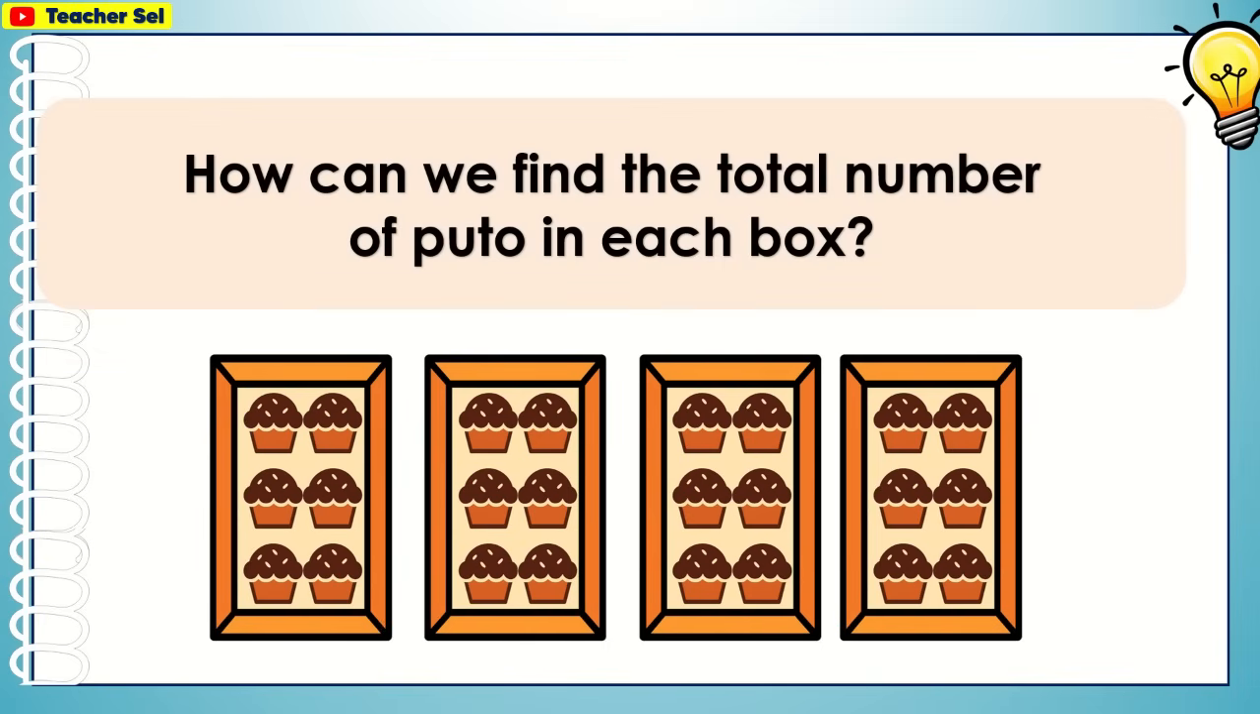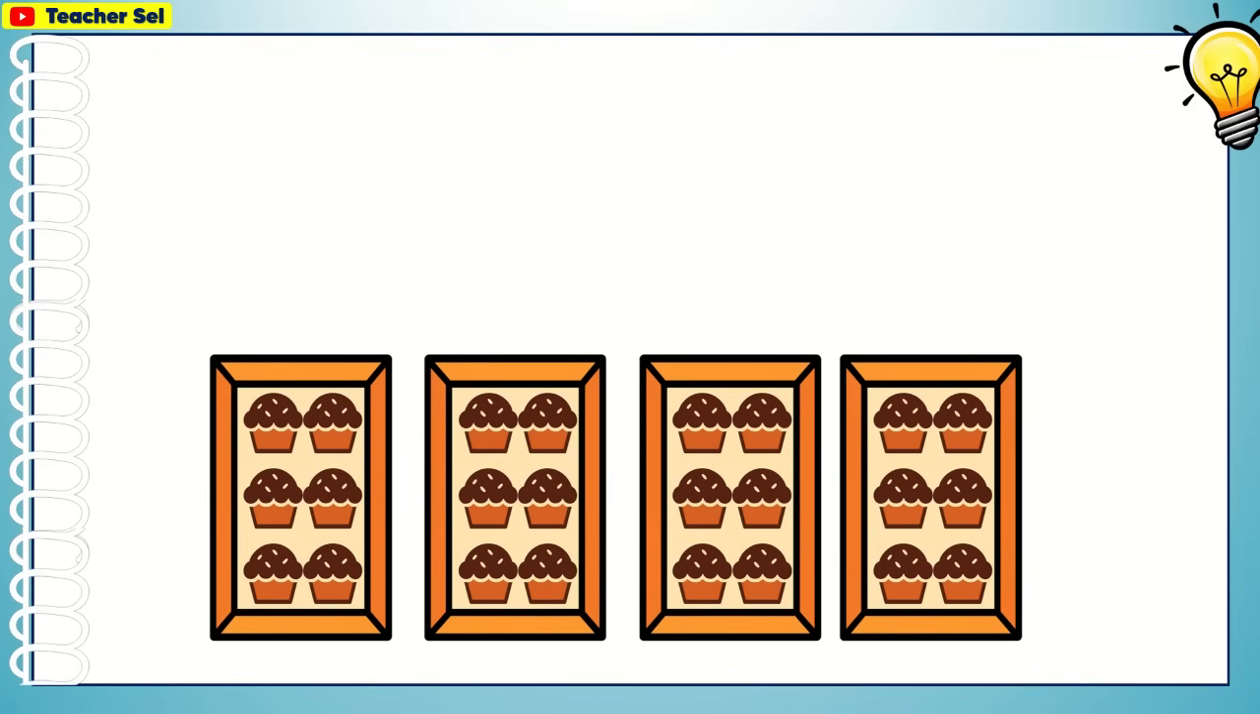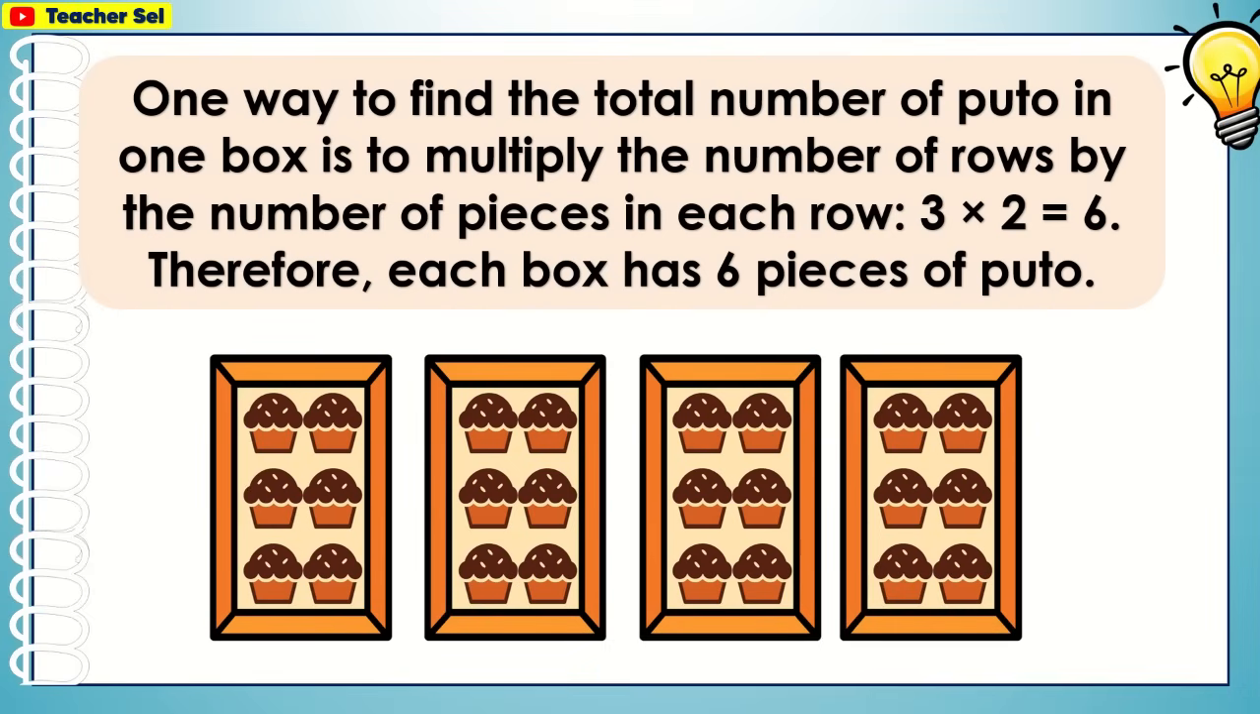How can we find the total number of puto in each box? Possible strategies: count the puto one by one, skip count by 2, or multiply the number of rows by the number of puto in each row. One way to find the total number of puto in one box is to multiply the number of rows by the number of pieces in each row. 3 times 2 equals 6. Therefore, each box has 6 pieces of puto.